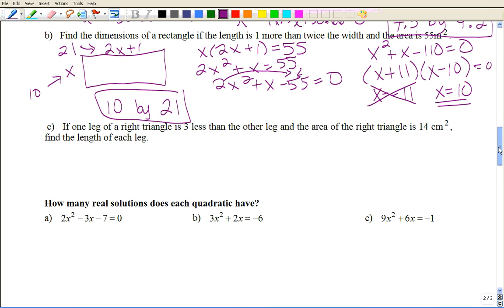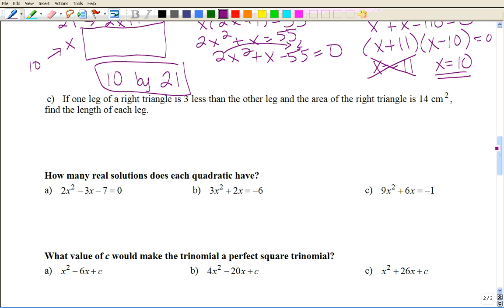And then now part C. If one leg of a right triangle is 3 less than the other leg, and the area of the right triangle is 14 square centimeters, find the length of each leg. So I'm going to draw a picture here. Here's my triangle. So if we have one of the legs and the other one is 3 less than the first one, and we know the area is 14, well, the area of a triangle is 1/2 base times height. So I'll have 1/2 times my base, which is x minus 3, and my height, which is x, or either way. So then we'll get that is equal to 14.